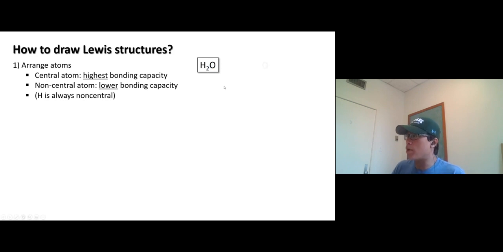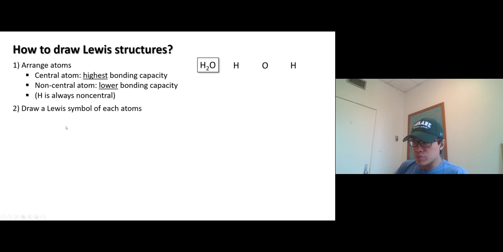So we're going to put oxygen in the middle of the molecule, and the rest, which is hydrogen, are non-central atoms, which have lower bonding capacity. And guess what? Hydrogen is never a central atom, always non-central, because it can form only 1 bond. The central atom must be the one who has many hands, so it can hold everyone together. So hydrogen is going to be around it.